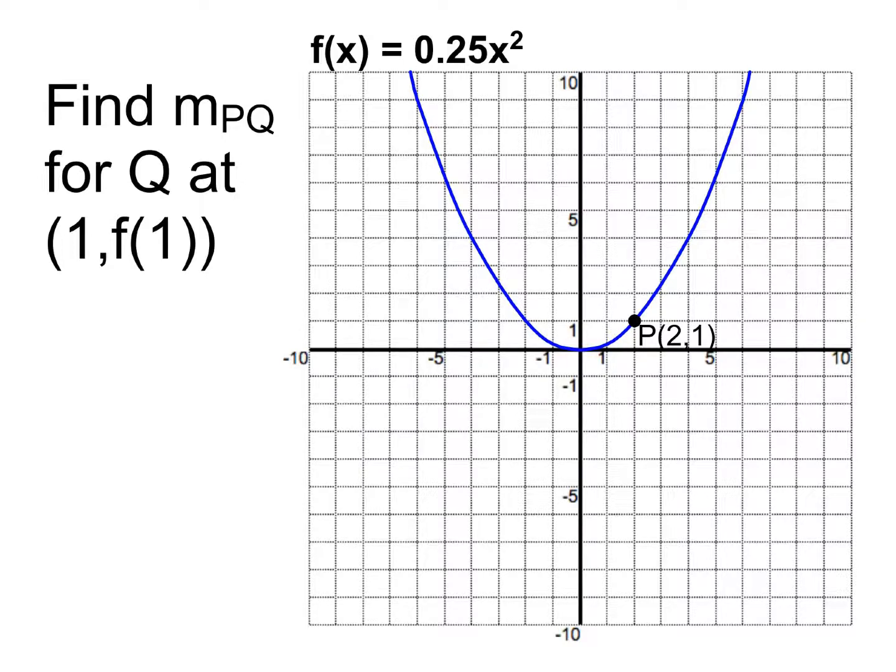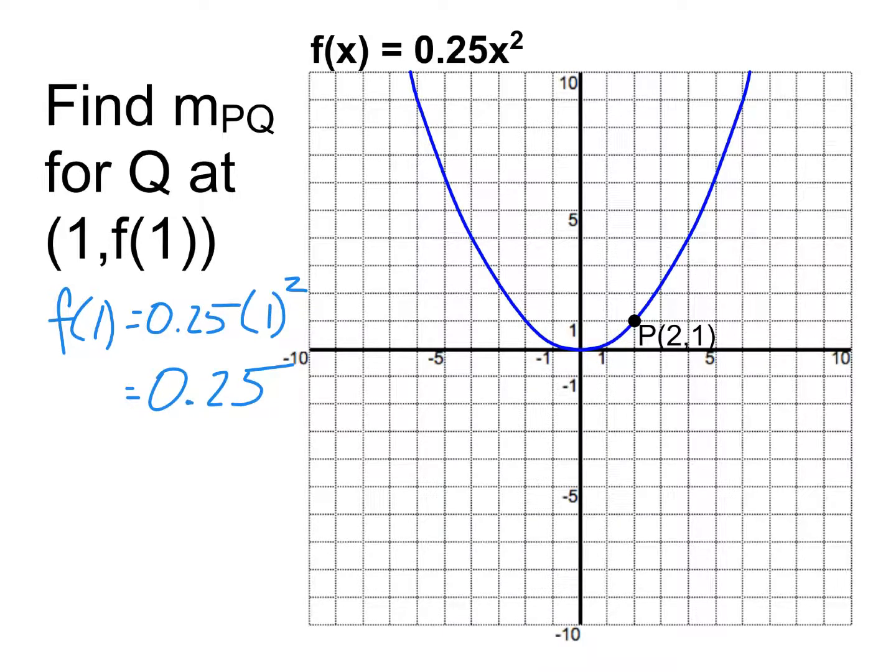Well, okay, so I see f of 1 there, so that tells me right away that I'd actually like to know what f of 1 is. So let's do that. f of 1 would equal 0.25 times 1 squared. Okay, so 0.25 times 1 squared is 1, so that'd just give us 0.25. So that's what f of 1 is. f of 1 equals 0.25.